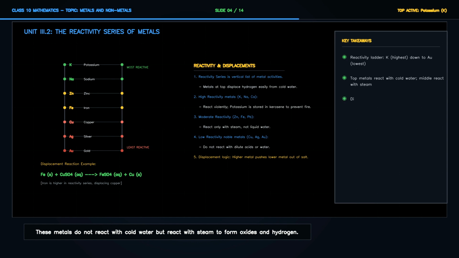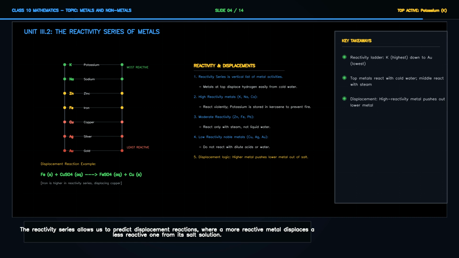At the bottom of the series are noble metals like copper, silver, and gold. These metals are highly unreactive and do not react with water or dilute acids at all. The reactivity series allows us to predict displacement reactions, where a more reactive metal displaces a less reactive one from its salt solution.